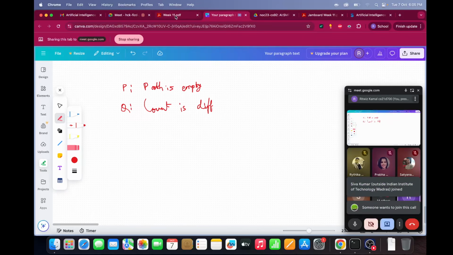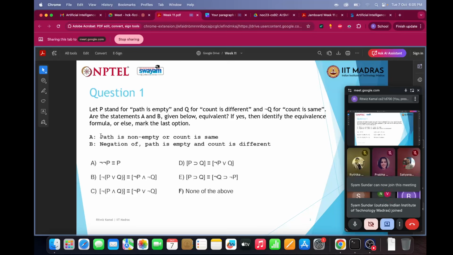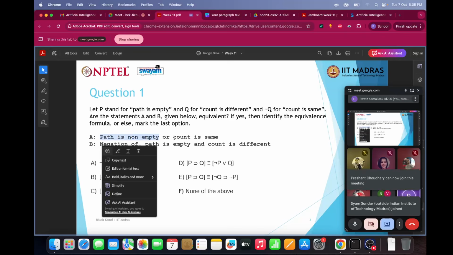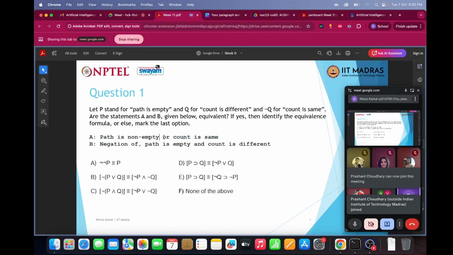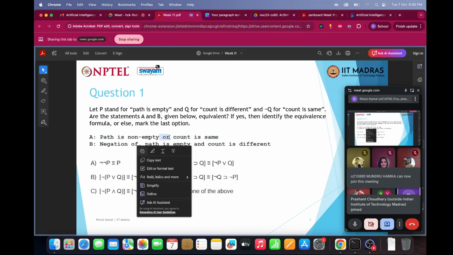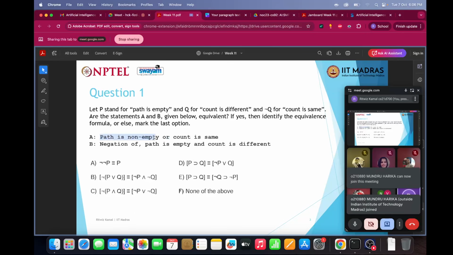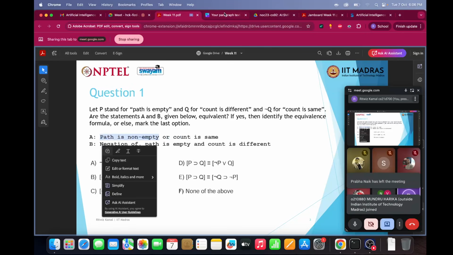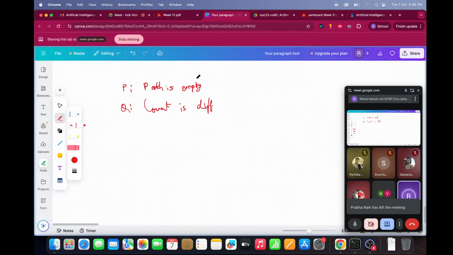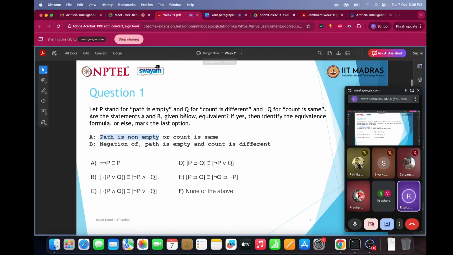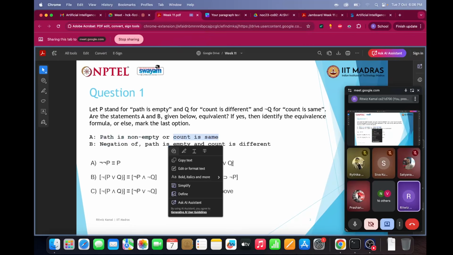Now statement A that is given to us says that path is non-empty or count is same. So look at the structure of this statement. It is first of all connected by an OR operator, and there are two parts to it. First part is path is non-empty, and how do we represent that? Path is empty is represented by P, so path is not empty will be represented by not of P, right? And then we have an OR operator. Now what is the second part? Or count is same, right? And how do we represent count is same? With negation of Q.